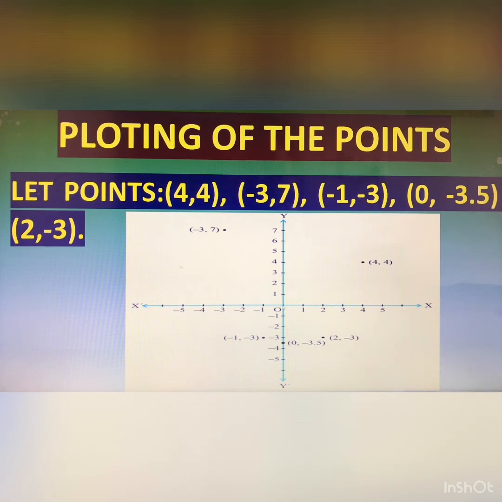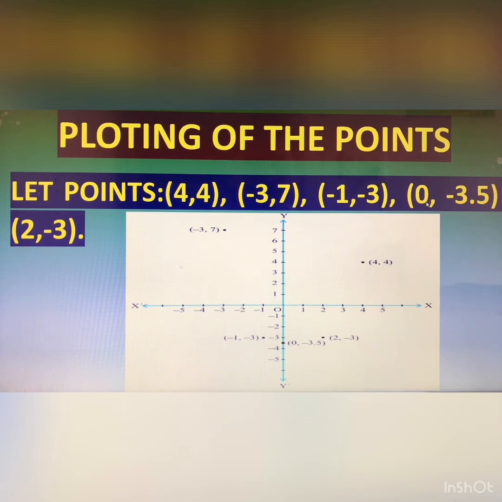So first of all you will go to abscissa -1 and ordinate is -3. Just in front of these two you mark a point. This is (-1, -3). And the last one, (0, -3.5).